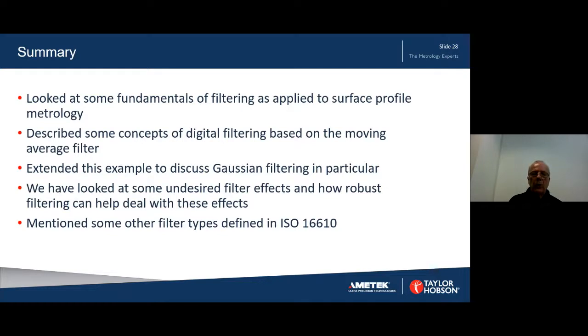So in this presentation, we've looked at some of the fundamental concepts behind filtering in surface profile metrology. By taking the simple example of the moving average filter, we've been able to describe how filtering can be achieved by convolution, and we've extended the illustration to cover Gaussian filtering. We have seen examples of some of the undesired side effects of filtering and how robust filters have been developed to help alleviate those issues. We've acknowledged other filter types and classes as described in 16610, and I'll be discussing those in a future webinar.